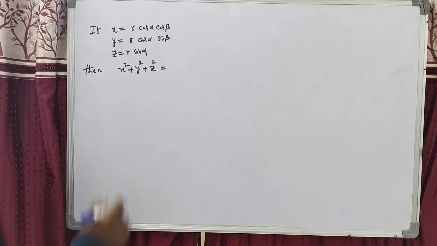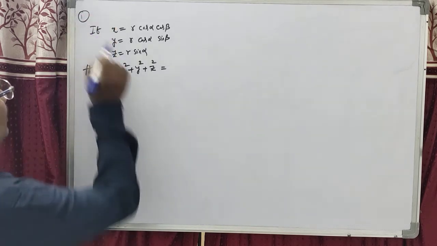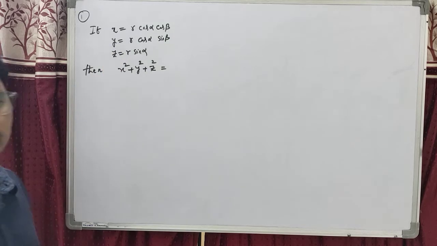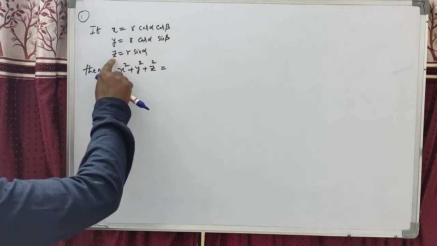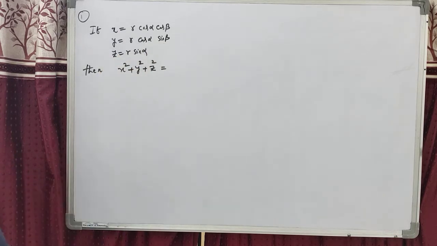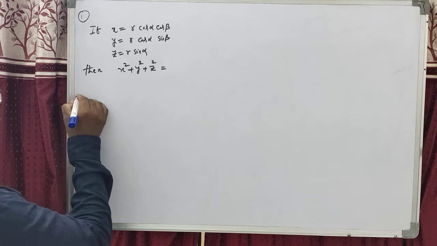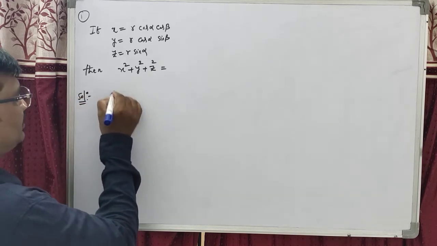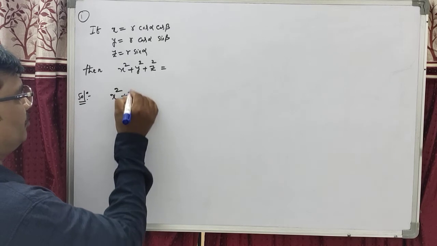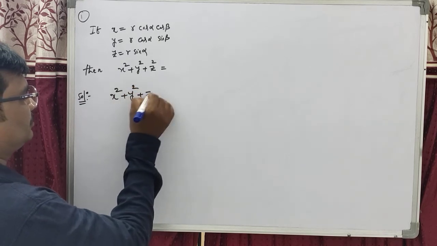So here, students, x is given as r cos alpha cos beta, y is r cos alpha sin beta, and z is r sin alpha. Dear students, what do we find? We have to find x square plus y square plus z square.